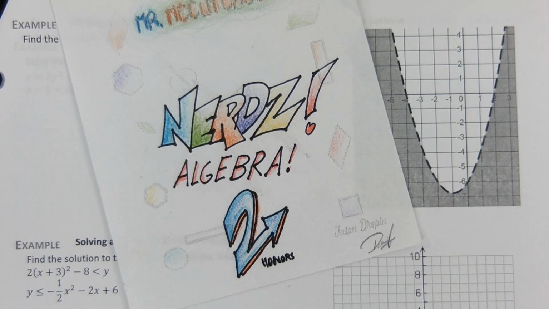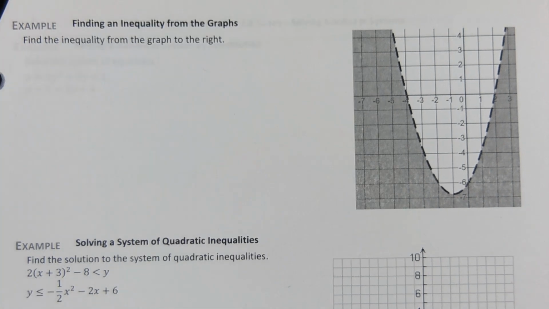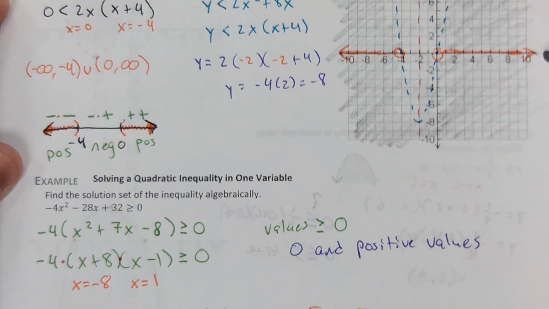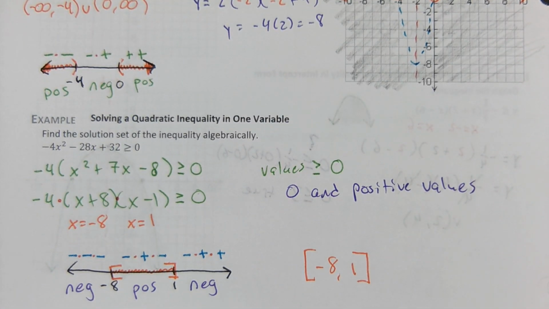Okie dokie, folks. So today we're going to go ahead and finish up section 3.7, talking about quadratic inequalities. The last thing we did yesterday was we saw how to solve a quadratic inequality algebraically. That means doing it without graphing.